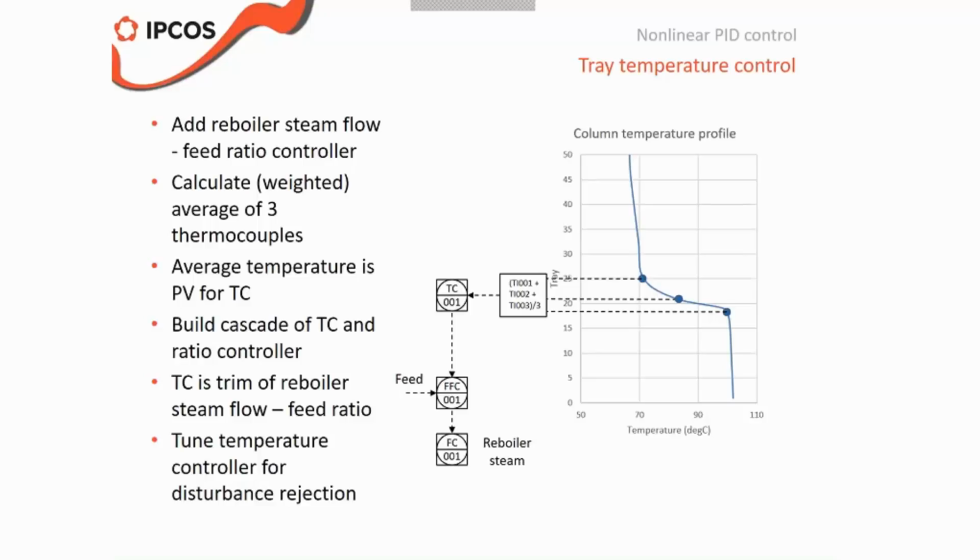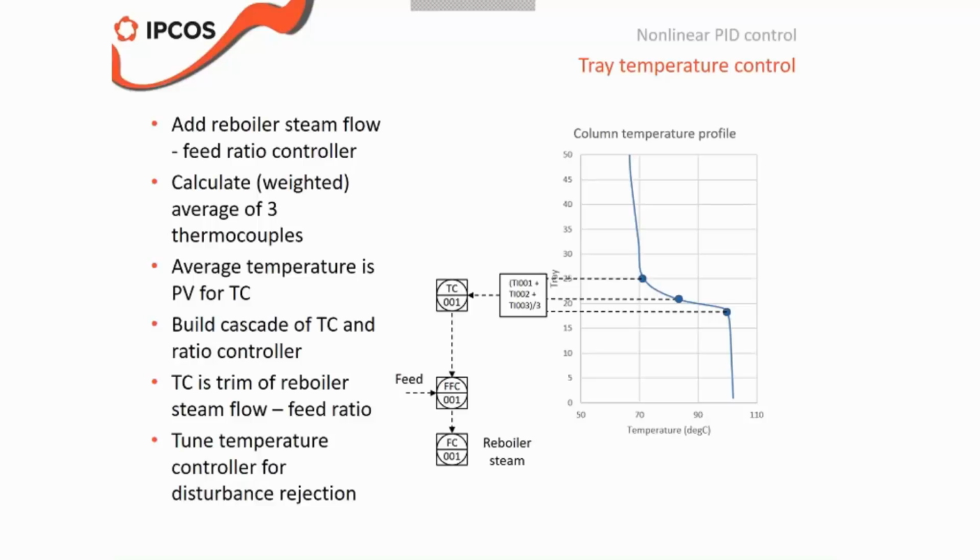And hopefully, if you do it like that, then the output of the temperature controller is basically just a trim of the ratio. That means it will make the life of the DCS a bit easier, and you will get better performance. So the final solution is build a ratio controller in the DCS, which is cascaded to reboiler steam. The ratio controller controls the ratio between reboiler steam and feed, and then next cascade the temperature controller to the ratio controller. And the PV of the temperature controller will be the average of the 3 thermocouples. Why would you like to do this? This widens the linear operational range of this column.